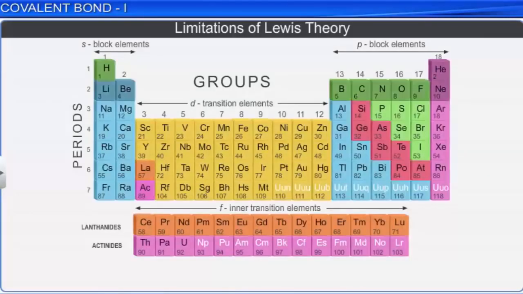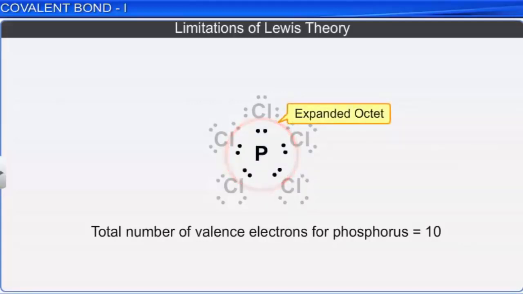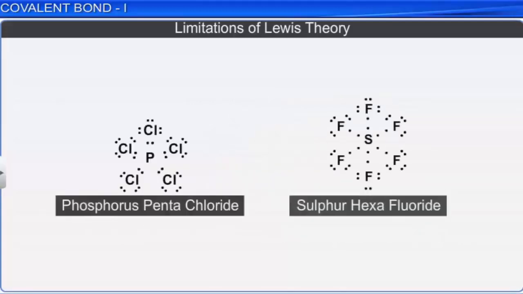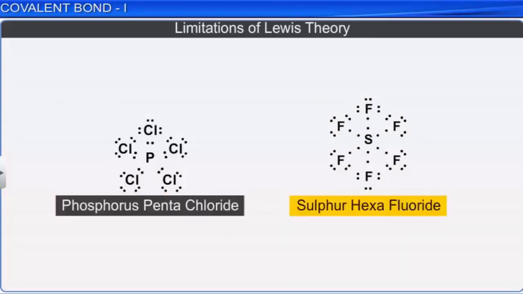The atoms of the elements that belong to the third period and beyond the third period possess 3d orbitals available for bonding. Hence, most of the compounds formed from them possess more than 8 electrons around their central atoms. This is called expanded octet. Hence, the octet rule is not applicable for the molecules such as phosphorus pentachloride and sulfur hexafluoride, etc.